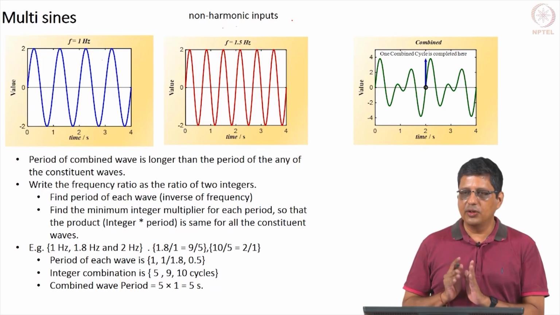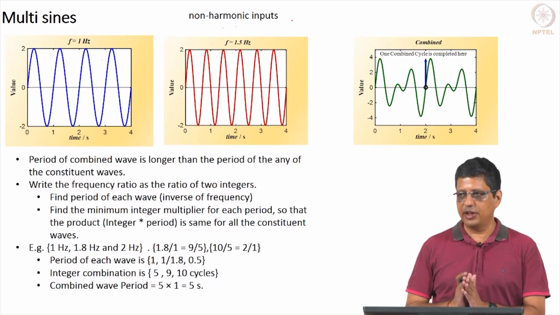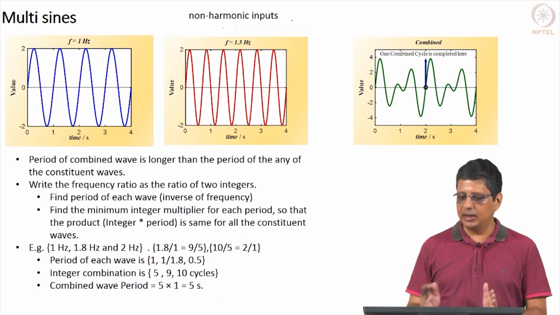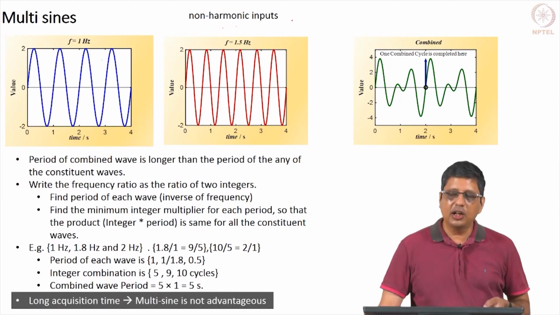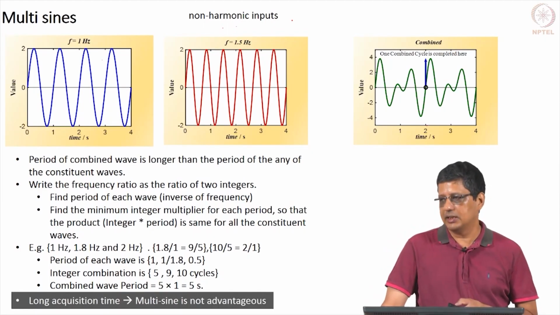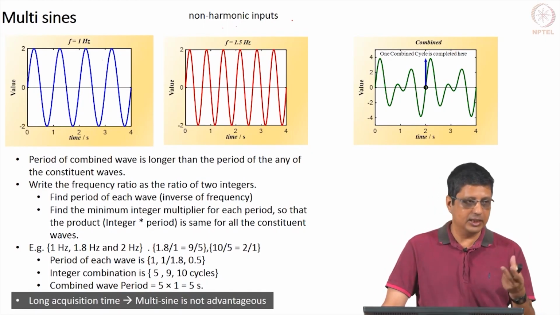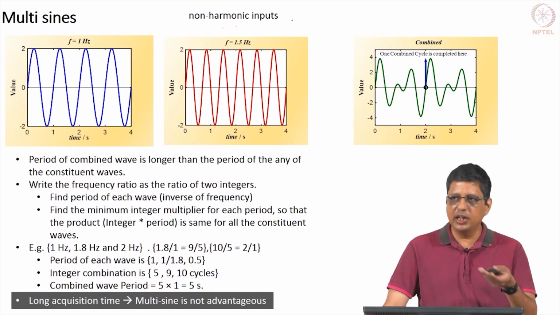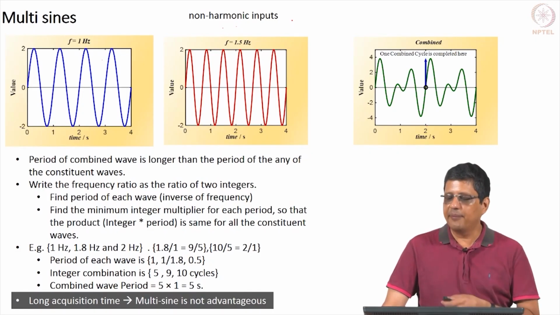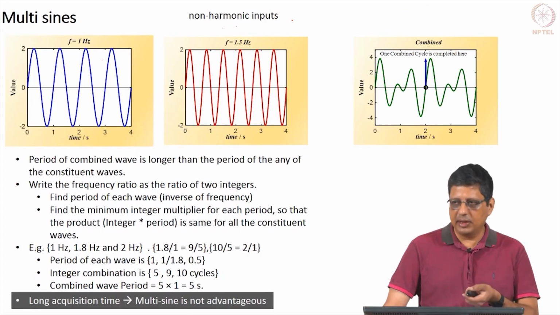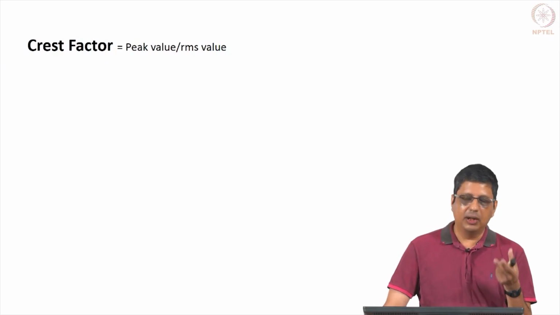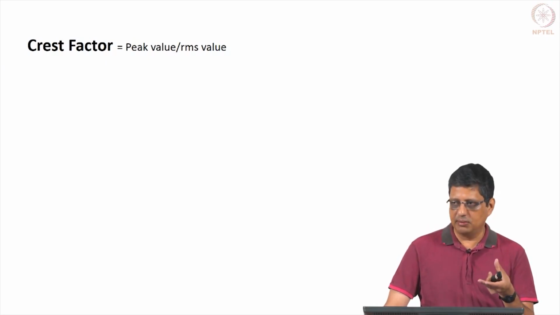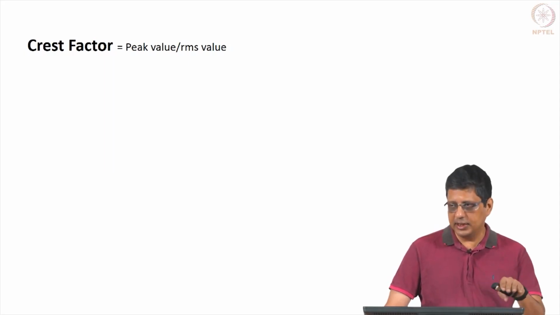That means when you combine waves which have non-integer frequencies, the combined wave will take a much longer period compared to the original waves. So, when you have long acquisition time, multisine is not advantageous. The reason we want to use multisine is because it will take shorter time compared to doing the individual sine waves. But if the combination looks like it will take longer time, there is no point in doing the multisine. That means if you have harmonics, multisine will not take longer time, maybe that is a good choice. If you have non-harmonics, it is not a good choice. That is what this tells us.